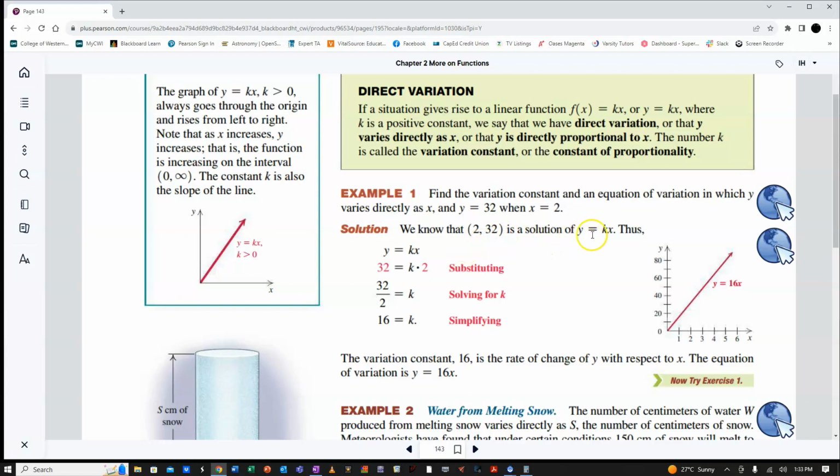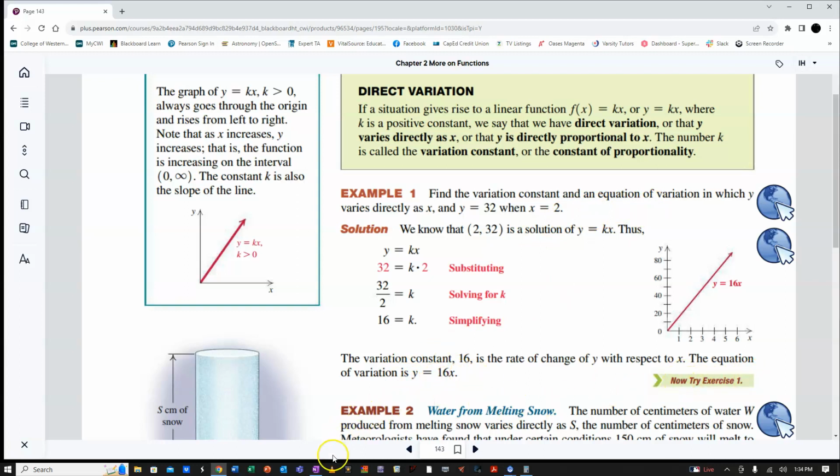In the equation y equals kx, we can substitute the given values of x and y. We get 32 equals k times 2, we divide both sides by 2, and we find the value of the constant k is equal to 16. Once we know that value, we can then substitute that back into the general equation of variation, and we get y is equal to 16x. So the variation constant is k equals 16, and the equation is y equals 16x.